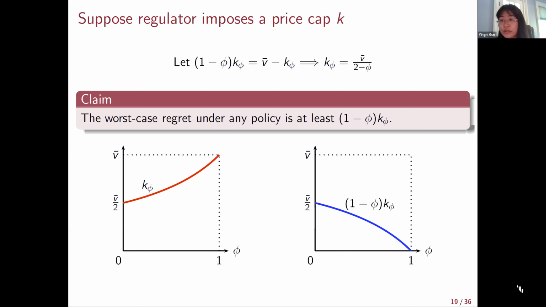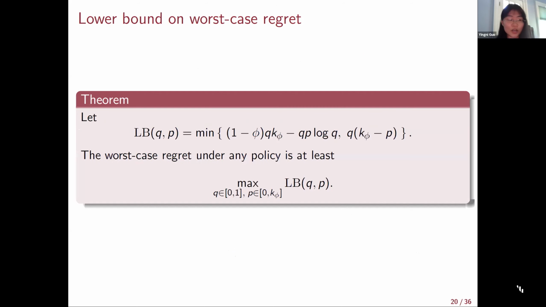With this intuition, now we can prove a tight lower bound for our regulator. This theorem says that for any Q and P, the worst case regret is at least this lower bound, as a function of QP. This lower bound function is the minimum of two terms. The first term is roughly the regret from underproduction. The second term is roughly the regret from overproduction.